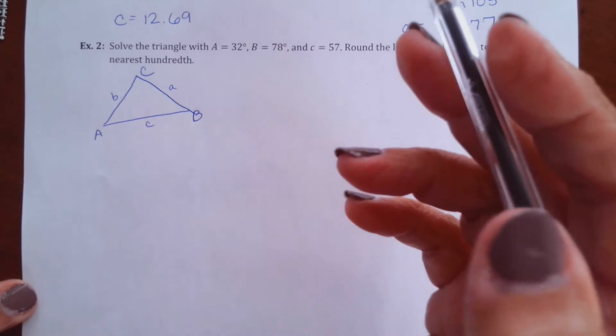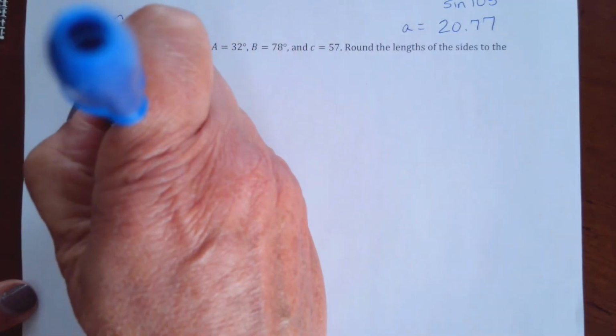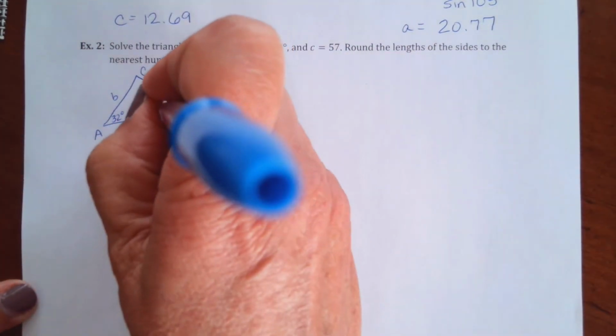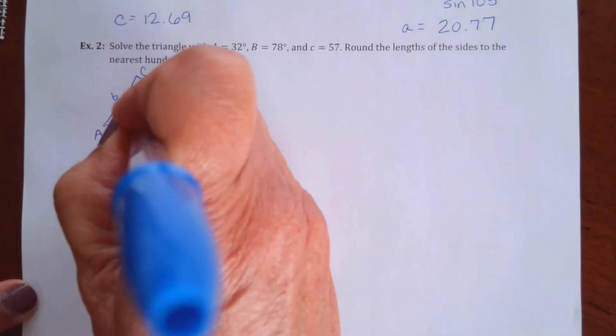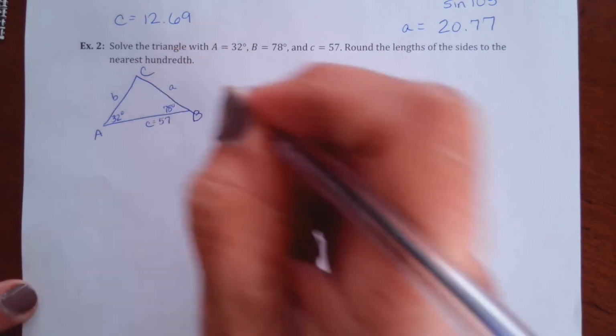So they gave you angle A, which was 32. They gave us angle B, which was 78. And they gave you side C, which was 57. Okay?